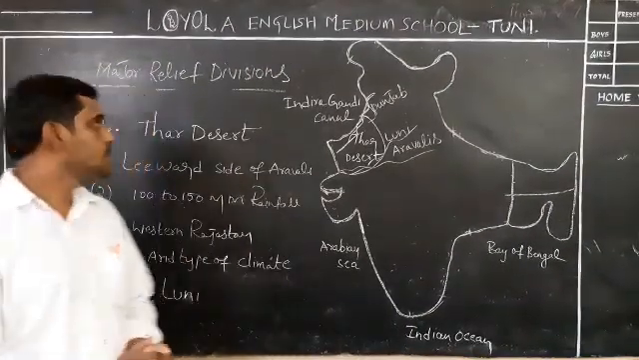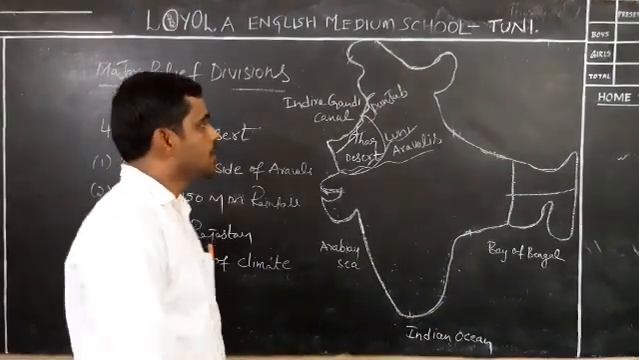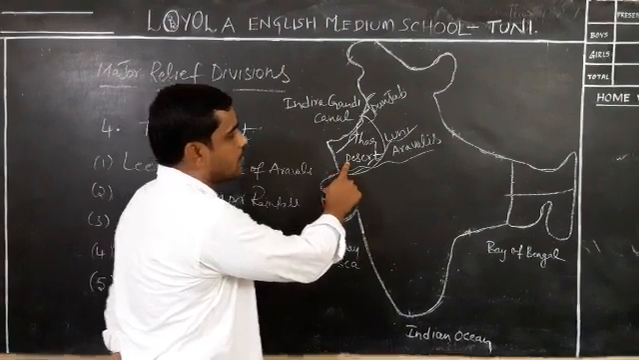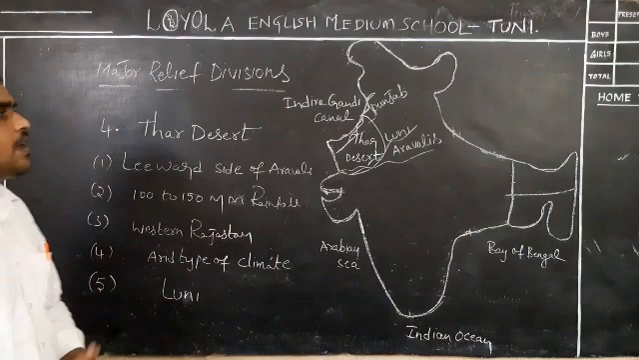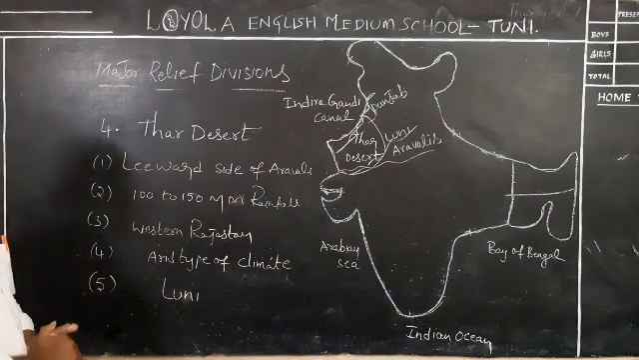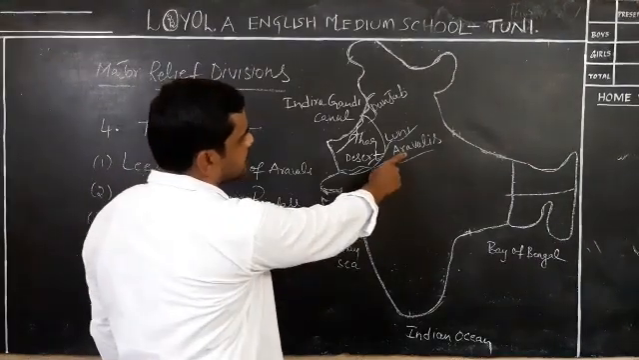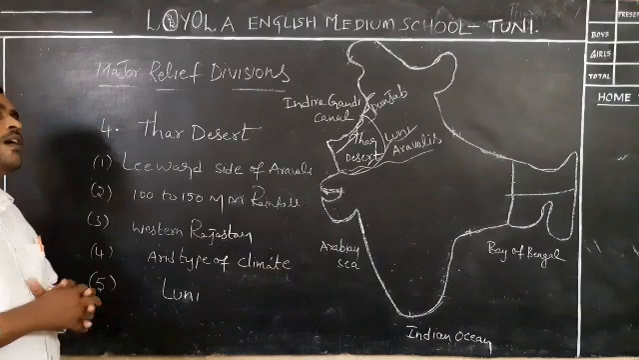Next one is the Thar Desert. Fourth one, Thar Desert. Have a look at the map, all of you. So in the map, here is located the Thar Desert. The area where it is located is on the leeward side of the Aravallis. What is the leeward side of the Aravallis?